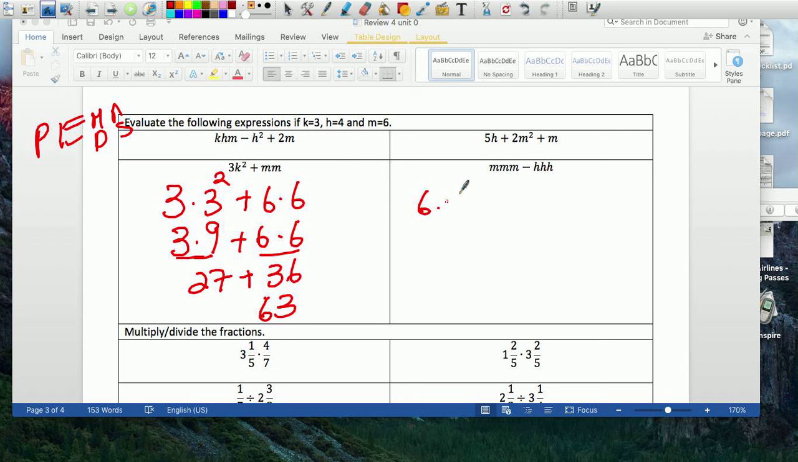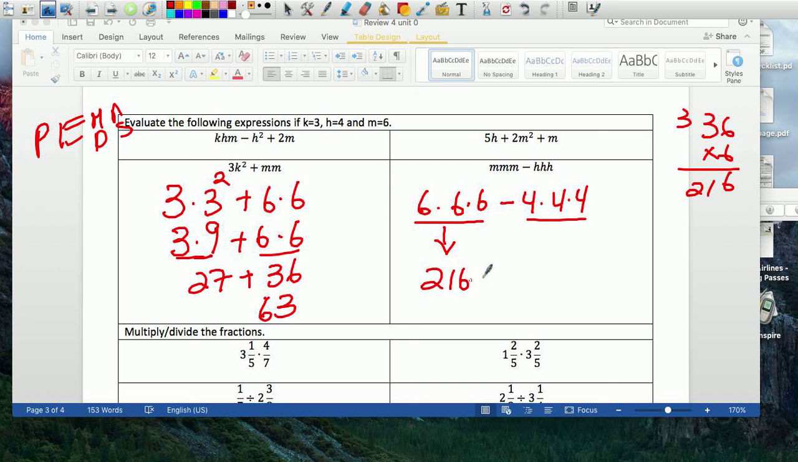This is 6 times 6 times 6, m, minus h. h is 4 times 4 times 4. So again, no parentheses this time, no exponents this time, but there's multiplication. So let's take care of this 3 and this 3. 6 times 6 is 36. And then times 6 again is 36, go 3, 18, 216. So this is 216. Minus 4 times 4 is 16. And then times 4, it's going to be 64.